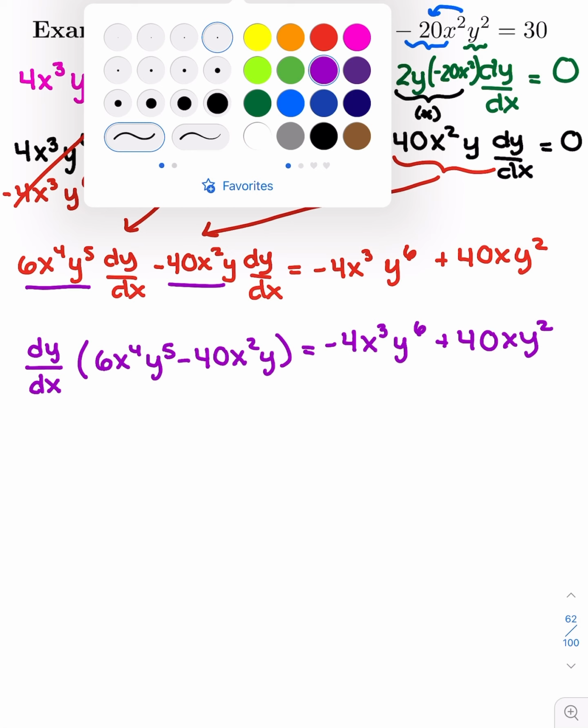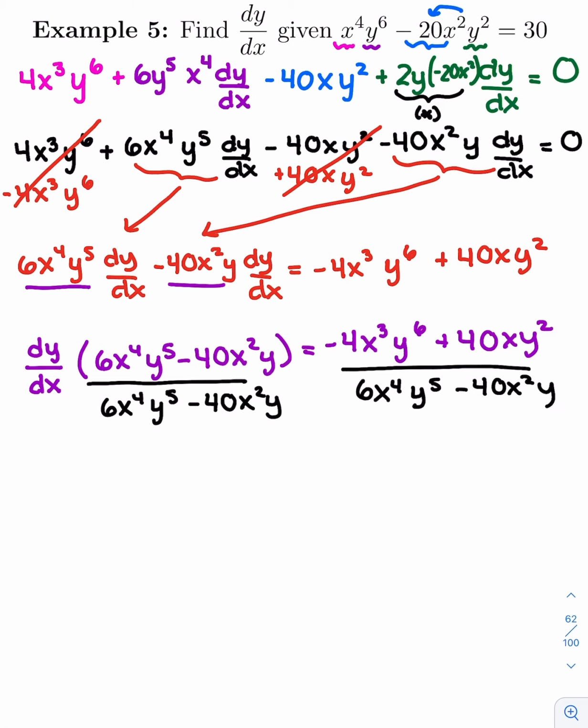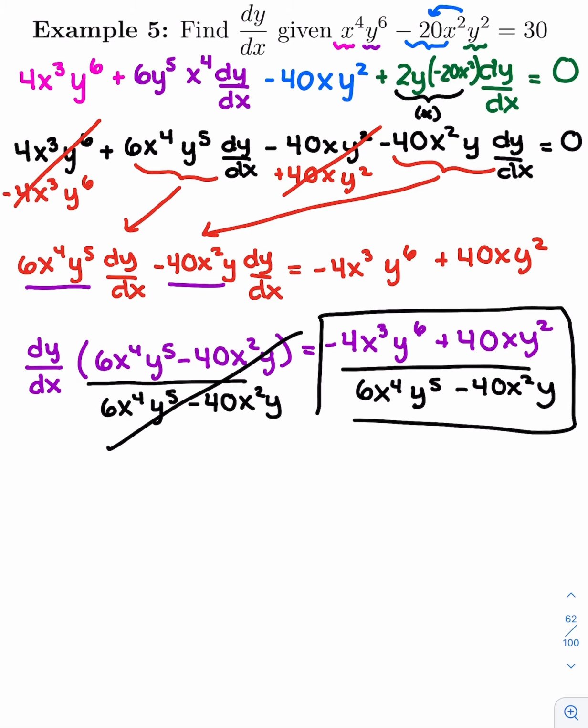And the last thing I need to do to get dy/dx by itself is to just divide both sides by 6x to the 4th, y to the 5th, minus 40x squared y. There is my derivative. Here is my dy/dx.